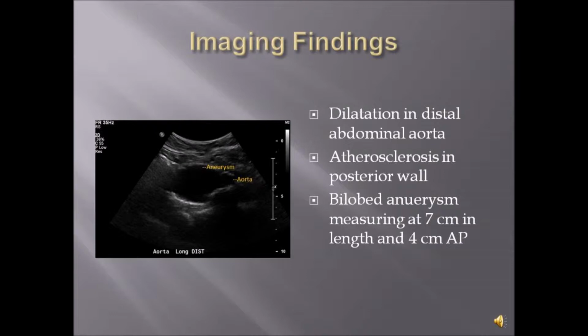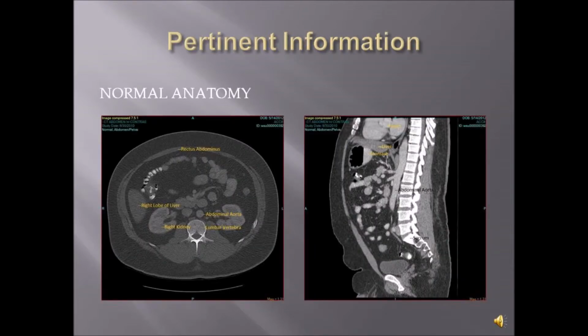Imaging findings for this patient: there was dilatation in the distal abdominal aorta, atherosclerosis in the posterior wall, and the radiologist noted a bilobed aneurysm, and it measured at 7 centimeters in length and 4 centimeters AP. This image just shows some normal anatomy, what a normal abdominal aorta should look like, how big it is.